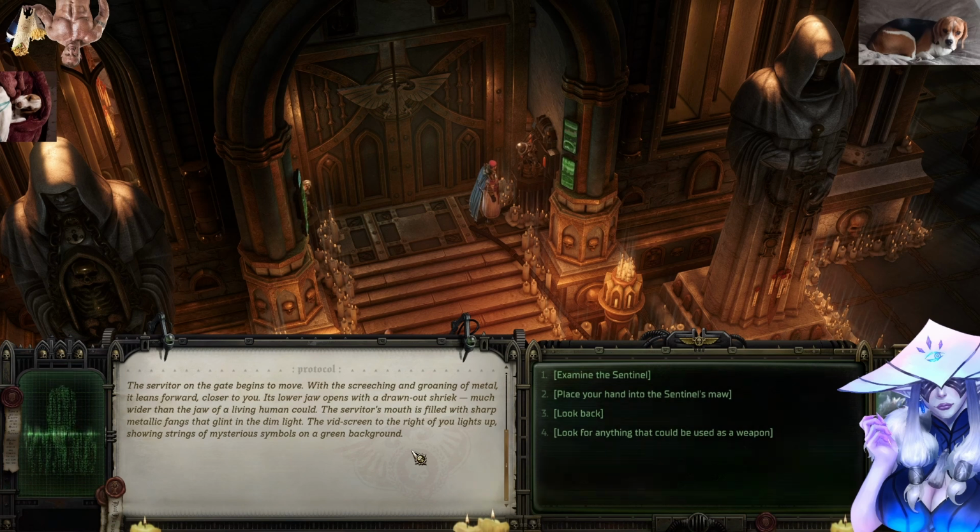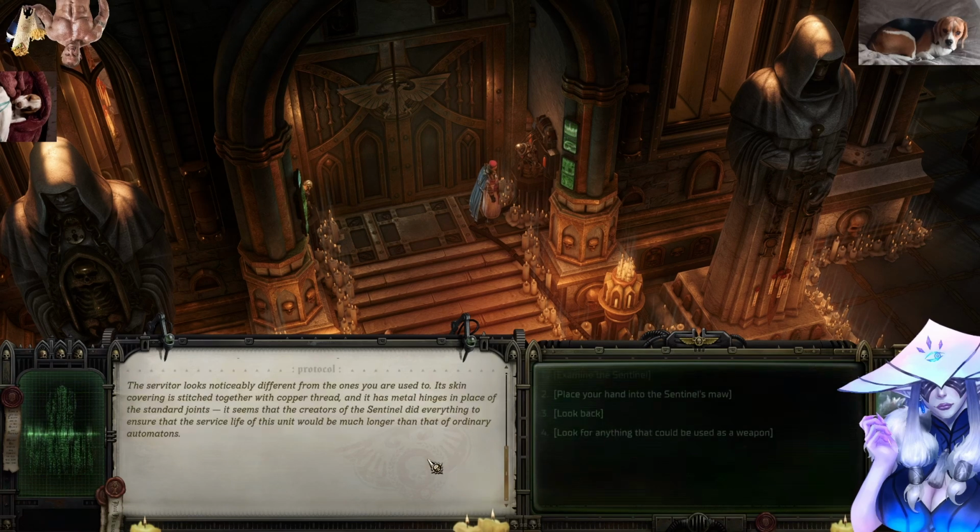The servitor on the gate begins to move. With a screeching and groaning of metal, it leans forward, closer to you. Its lower jaw opens with a drawn-out shriek, much wider than the jaw of a living human could. The servitor's mouth is filled with sharp metallic fangs that glint in the dim light. The vid screen on the right of you lights up, showing strings of mysterious symbols on a green background.